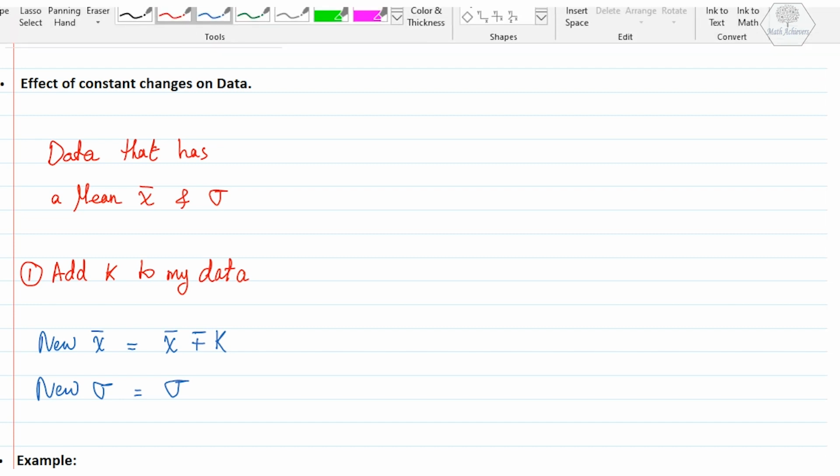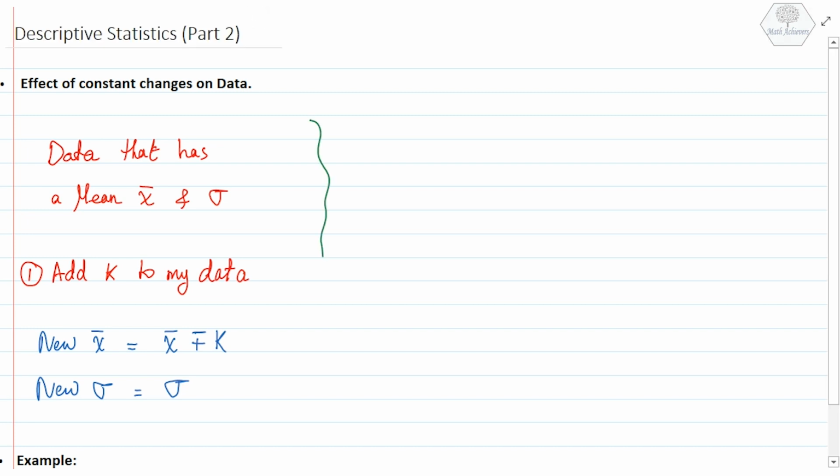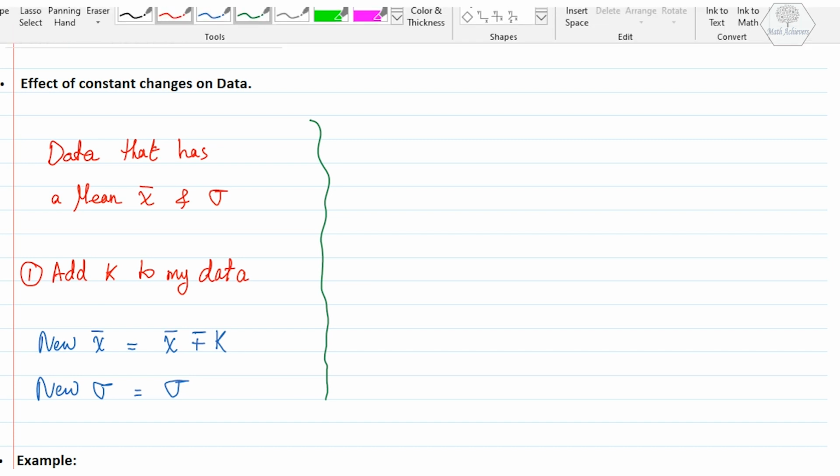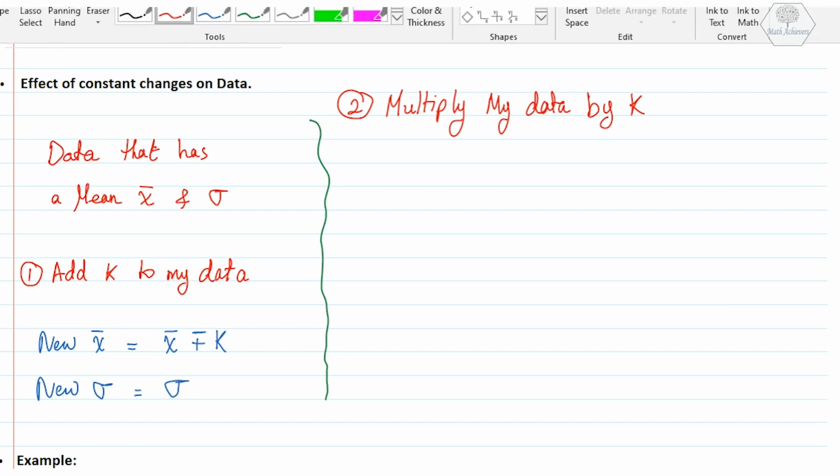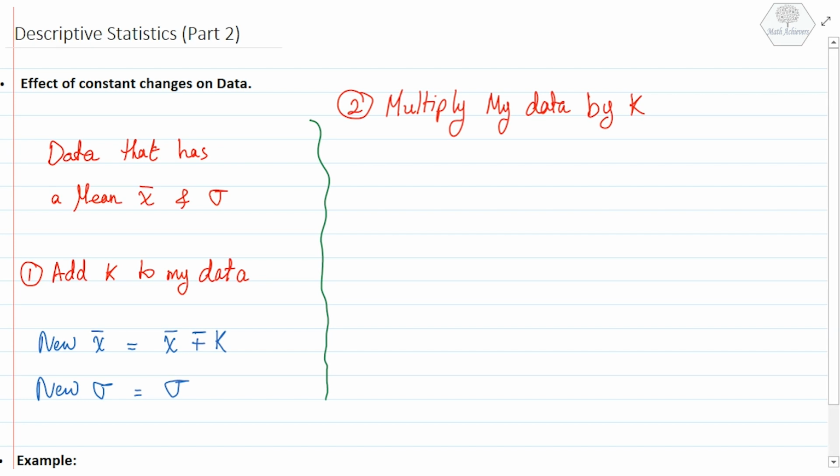The second case, we'll talk about the case of multiplication and division. So, if I multiply my data by k, then when I multiply, the mean is affected and the standard deviation is affected as well.